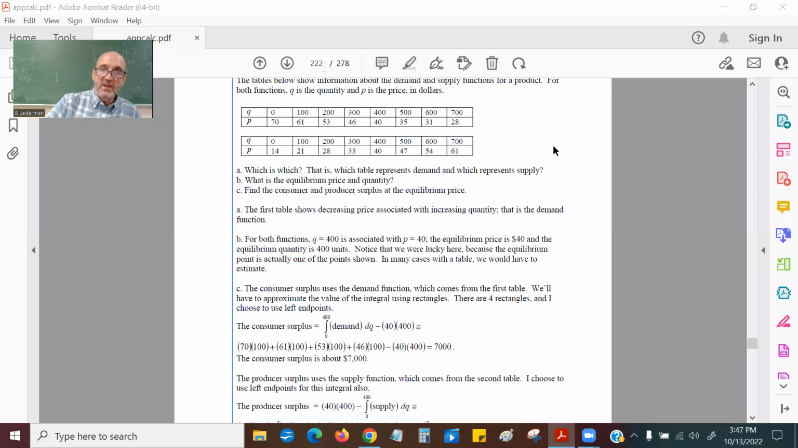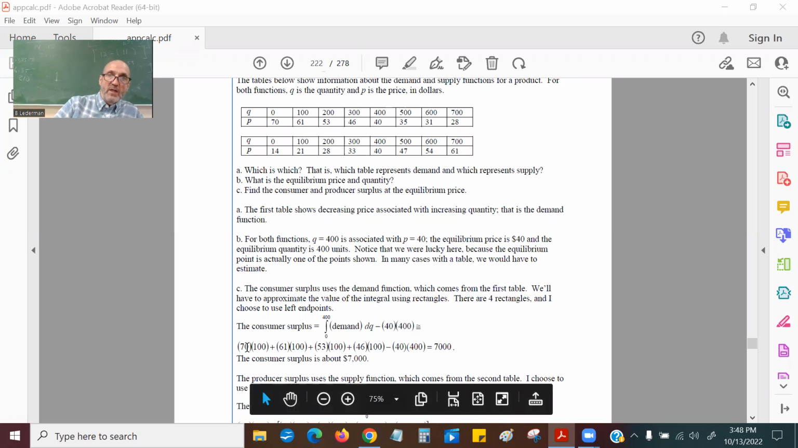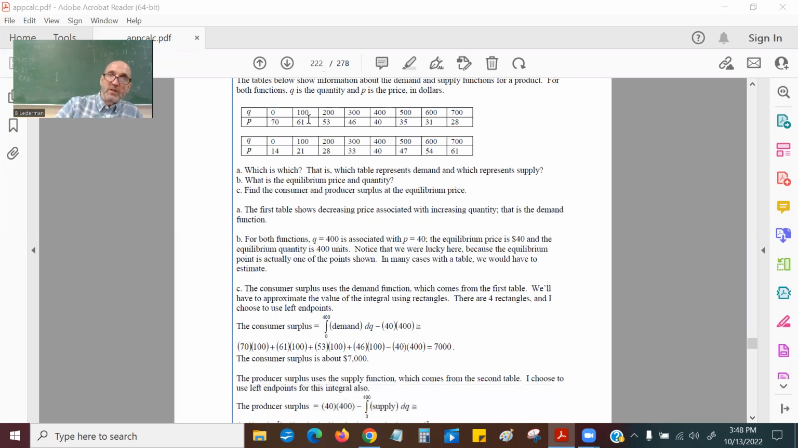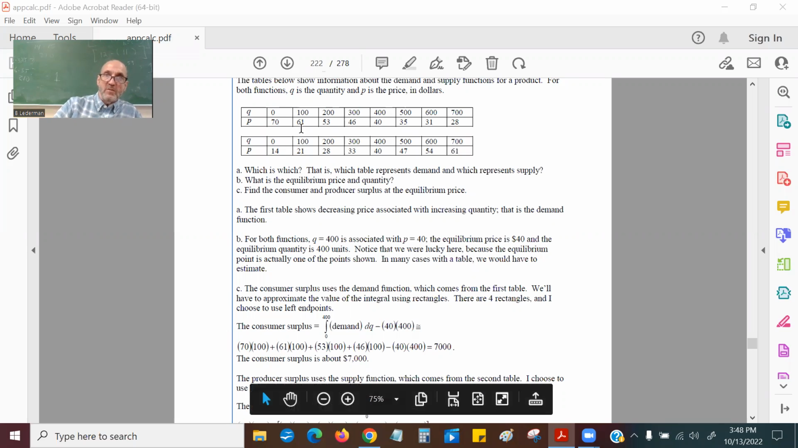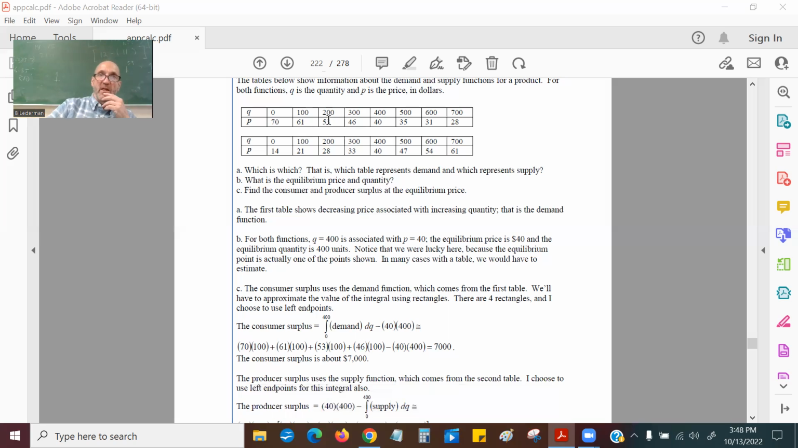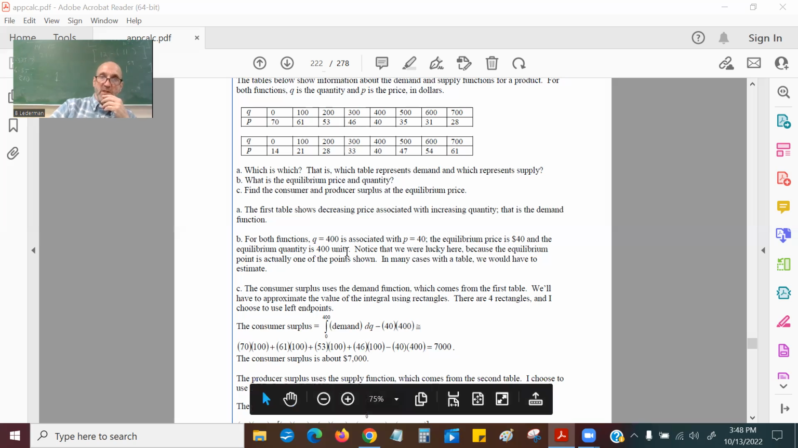Now, I had to shrink this a little bit. Right here, I'm going from 70, 0 to 61, 100. So the width of the rectangle is 100. The height of the rectangle is 70, because we're going with left endpoints. So the area of the rectangle is 70 times that gap of 100. The next rectangle is 61 times the difference between 100 and 200, which is again 61 times 100. And then this 53 up here times 100, that's where that comes from. And then that 46.